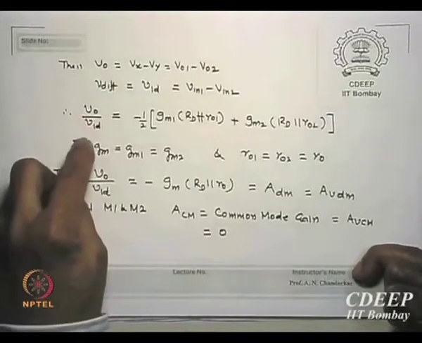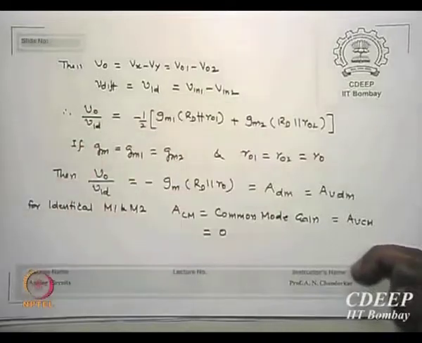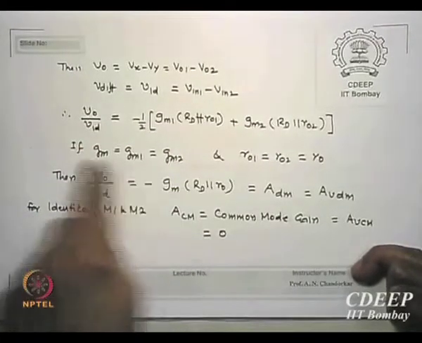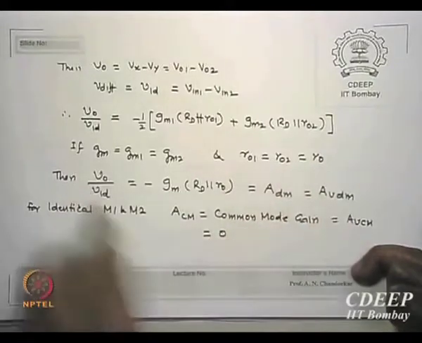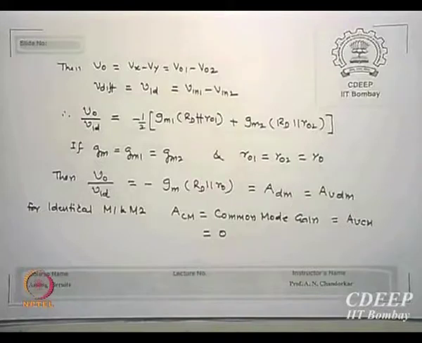Then V0 by Vid is half Gm parallel, this is the expression that I wrote earlier. Okay. And if Gm1 is equal to Gm2 equal to Gm, and R01 equals R02, Vo by Vid is Gm times Rd parallel R0, which is my difference gain. Is that correct? Which is my difference gain.